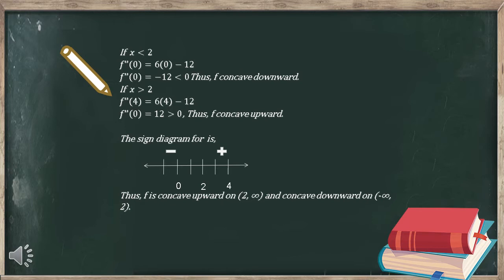This line shows the test of two regions, to the left of x equal 2 we test 0, and to the right we test x equal 4. So thus the function is concave upward on 2 to infinity, and concave downward on negative infinity to 2.